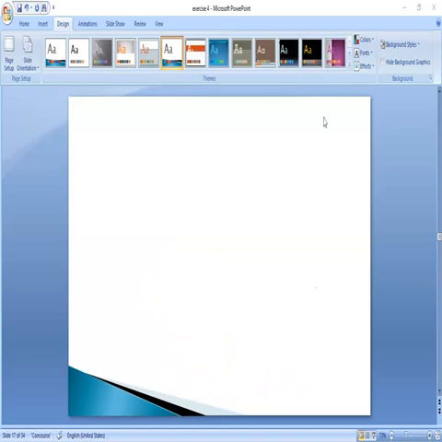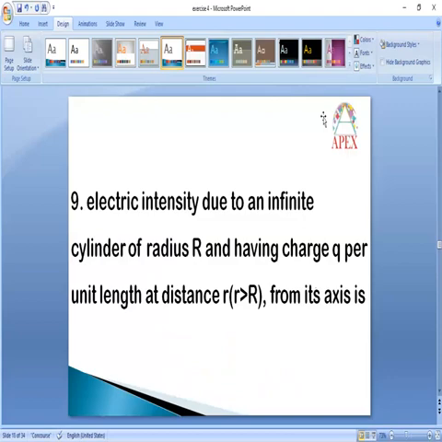Next, question number 9. The electric intensity due to an infinite cylinder of radius R and having charge q per unit length, at a distance r from its axis. And a particular point was also given, that is the distance is greater than the radius.